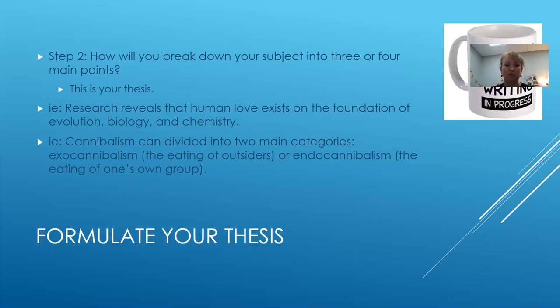So for example, with the first one, if you give in your thesis evolution, biology, and chemistry, your paper should follow that as well. So you would talk about evolution first, then biology, and then chemistry. And same with cannibalism, you talk about exocannibalism before you talk about endocannibalism.